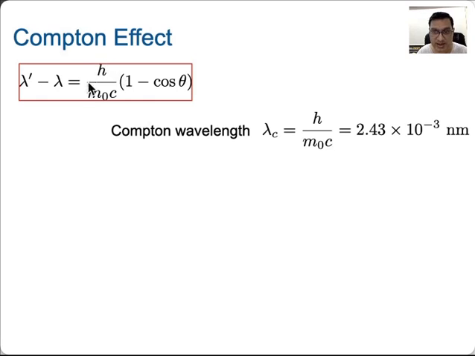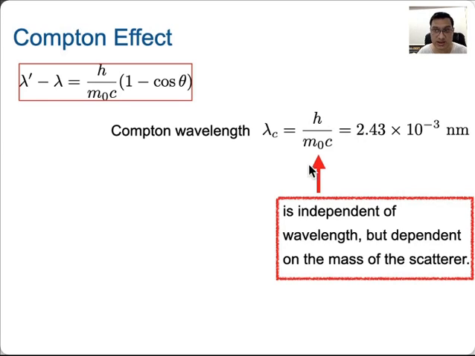Now I can define this prefactor h over m0c as the Compton wavelength, and if you substitute these values, you will see that the Compton wavelength comes out to be 2.43 × 10⁻³ nanometer. Another important thing is that this Compton wavelength is independent of the wavelength of the radiation that you are assigning to the matter, whether it is X-ray or in the visible region or infrared region or UV region, but it depends on the mass of the scatterer.